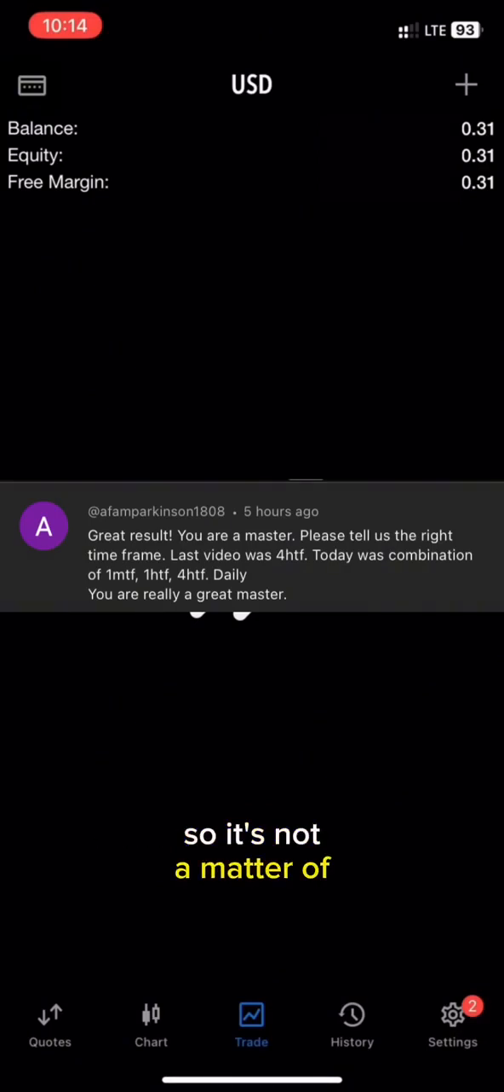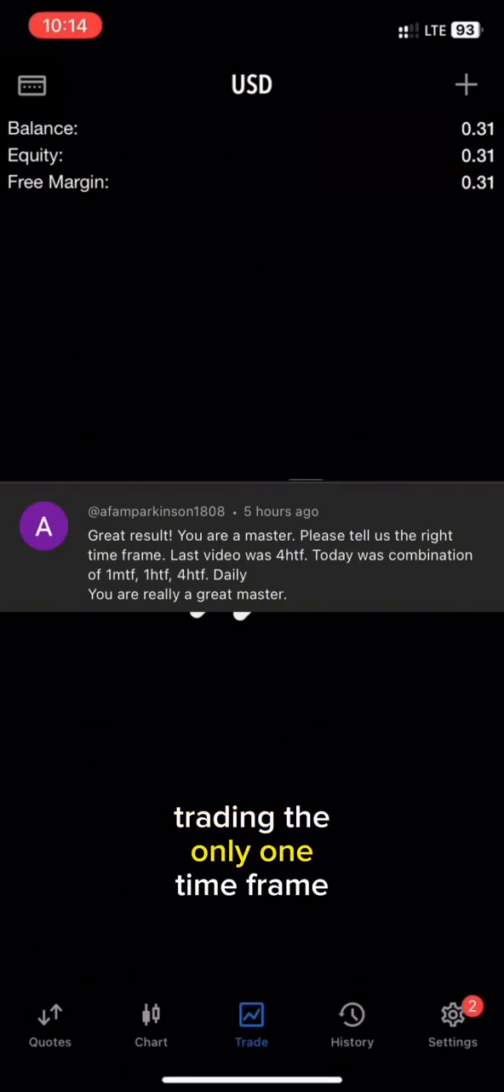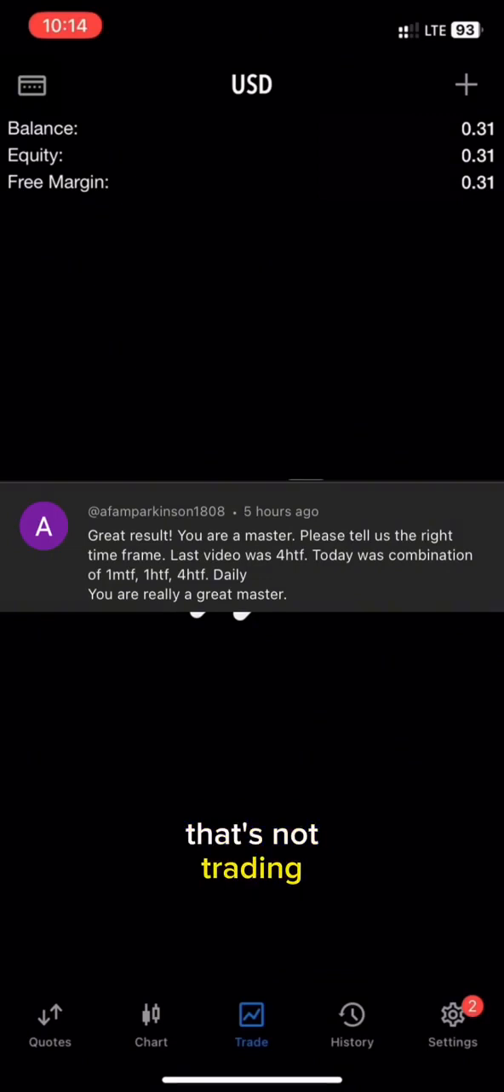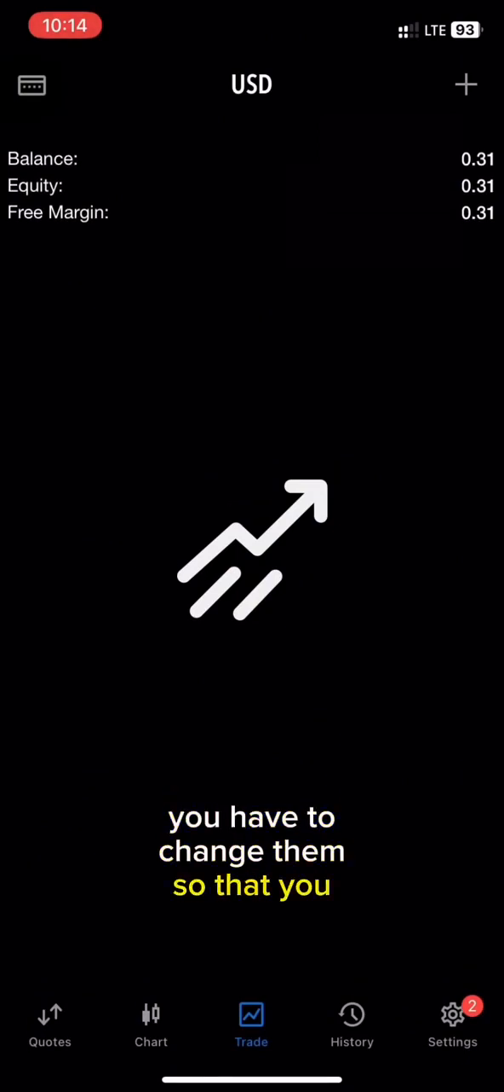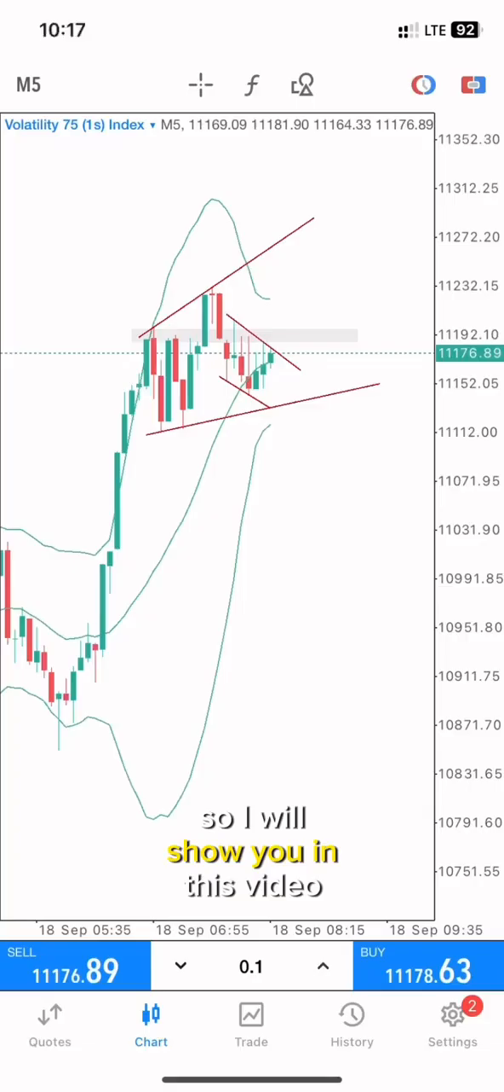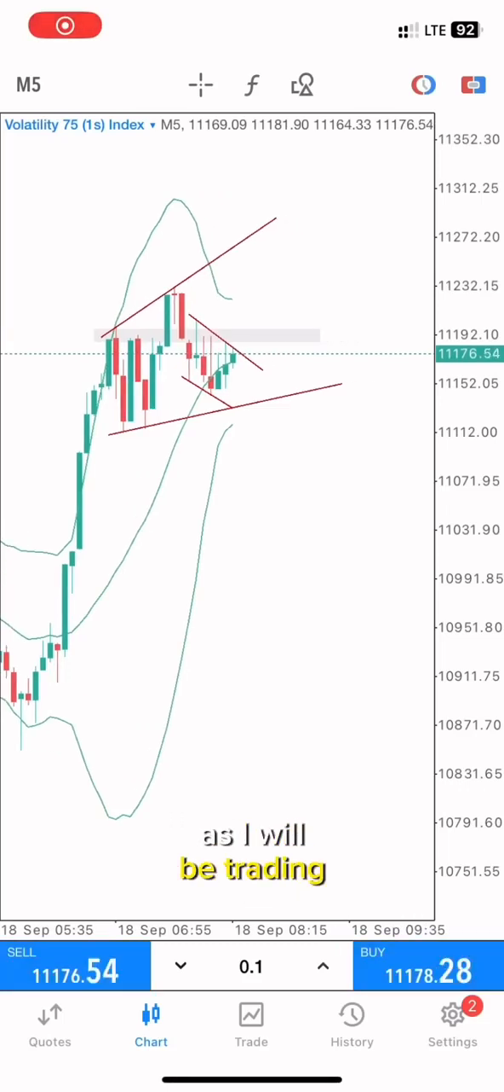So it's not a matter of trading only one time frame. Let's say the daily, you only trade the daily. There's no such thing as that. That's not trading. When you have a great trade, let's say I found it in 1 hour, I will have to confirm it in the other time frame to make sure that I can get a sharp entry. You don't just trade one time frame only. You have to change them so that you can see. So I will show you in this video as I will be trading.